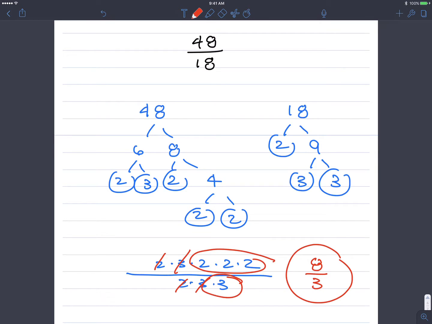We don't write this as a mixed number or a decimal. This is a reduced fraction. It's improper. That's perfectly fine. We're just going to reduce these fractions.